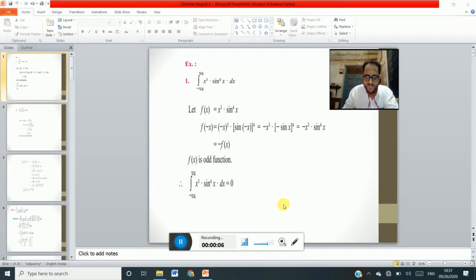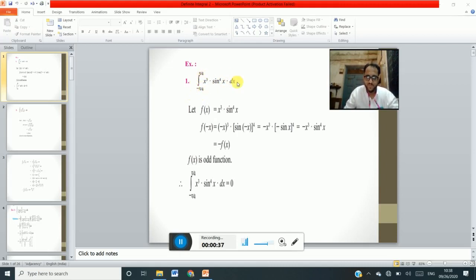In the previous class, we completed the properties of definite integrals, and today we see some examples depending on those properties. See the first example: evaluate the integration from minus pi by 4 to pi by 4 of x cube into sine to the power 4 x dx, right? Now see this example, the lower limit is negative and the upper limit is positive.